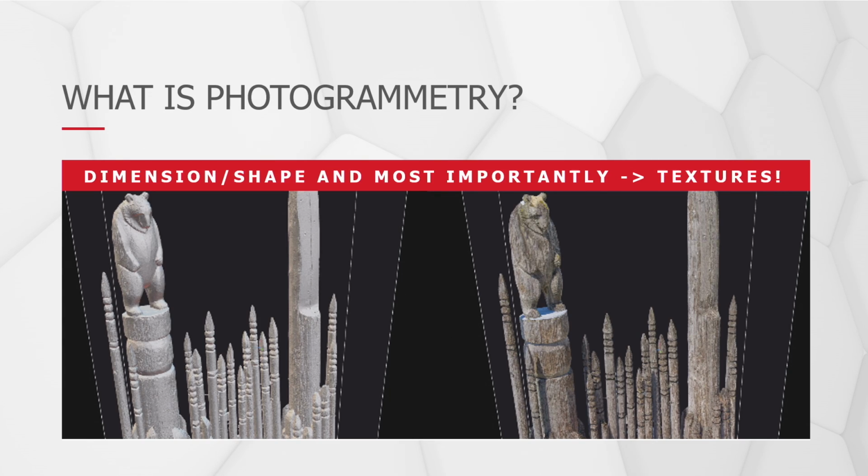Now, what that essentially allows you to do is create a 3D model that gives you dimension and shape. This is also known as a mesh. But the beauty of photogrammetry is that it also provides you a texture layer. This is something that a lot of other capture methods do not provide. The texture layer allows you to get more context than just dimension and shape.